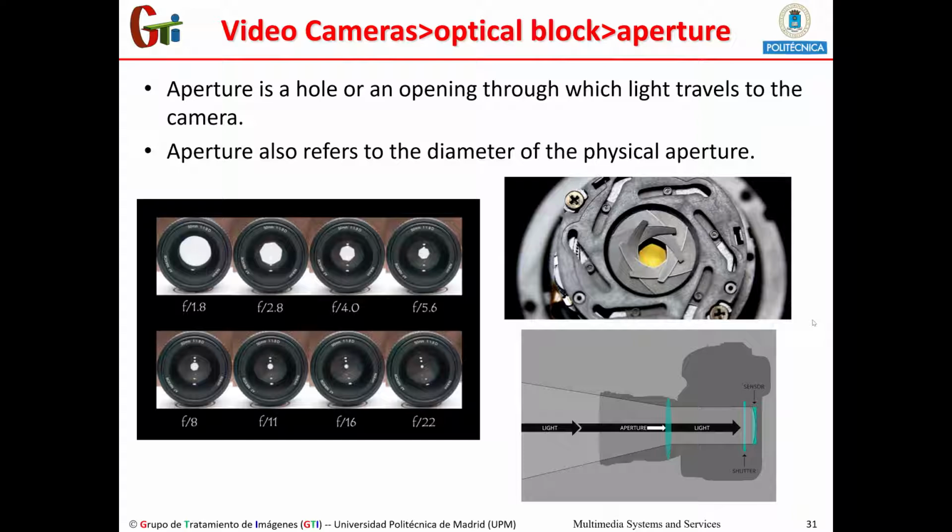Regarding the aperture, it is a physical hole opening through which the light travels to the camera, to the sensor. Sometimes the aperture is referred to specifically as the diameter of that physical aperture. This will be a wide aperture and this will be a quite narrow aperture.